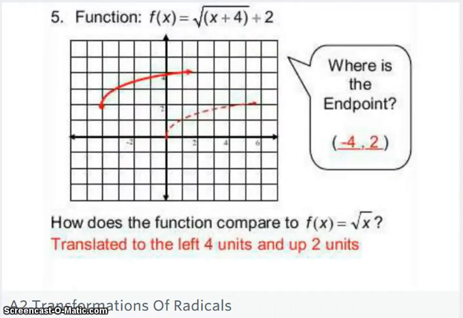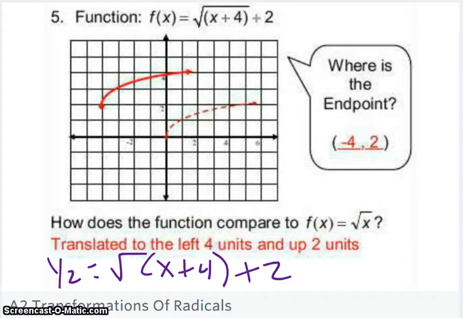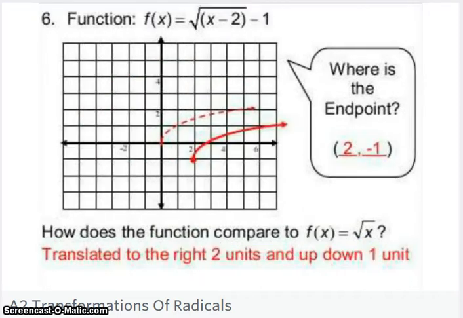Number 5, you have at y2 the square root of x plus 4, then close parentheses, then say plus 2. Here is your new endpoint. It's at negative 4, 2. So we had 2 changes. We went left 4 and we went up 2 units. Next, number 6, you have the square root of x minus 2, close parentheses, minus 1. Your new endpoint is at 2, negative 1. And we went to the right 2 units and down 1 unit.